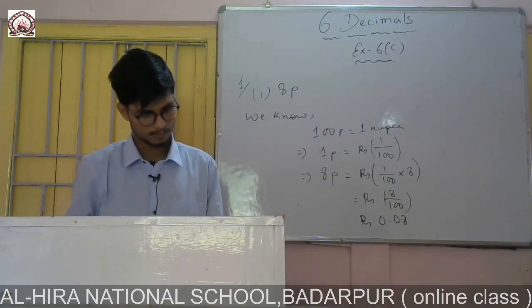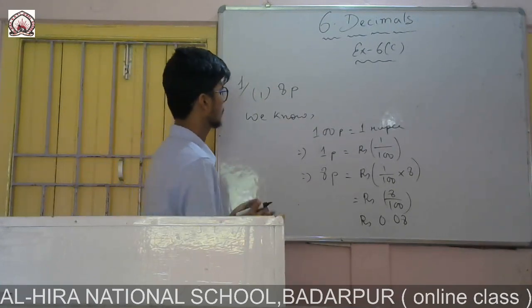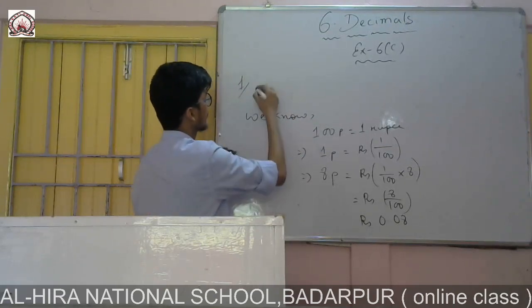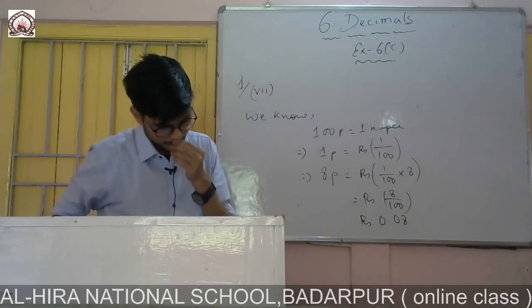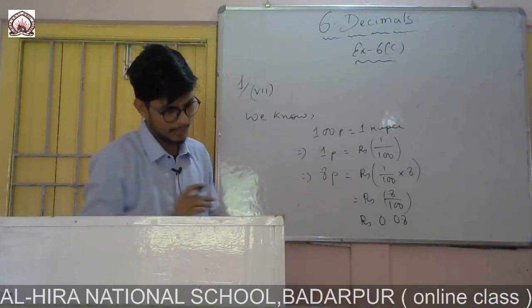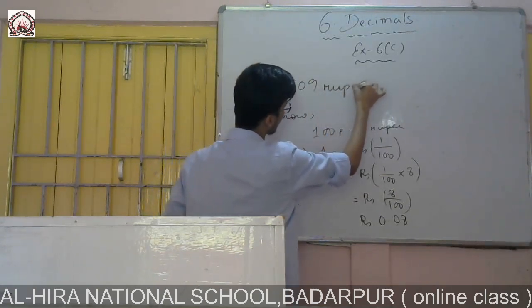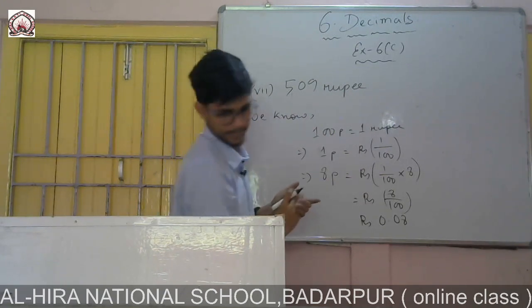Now you see Roman number 7. Let me do it. All are the same, simply you have to do the conversion here. Roman number 7 is given as 509 rupees 95 paisa.